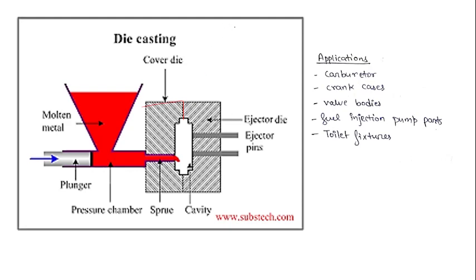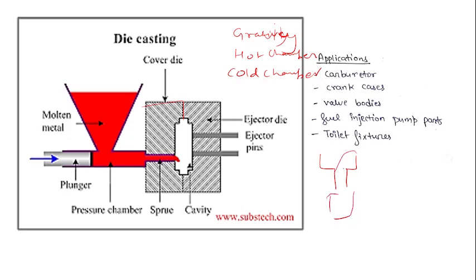So what are the types of die casting? First is gravity, then hot chamber. These things are in the notes, so you should go through that. I'm just telling you a little brief. In gravity die casting, your material will be poured into the die due to gravity. In hot chamber, your furnace will be built together with the die. In cold chamber, your furnace will be outside of the die. These are the two differences between hot chamber and cold chamber die casting.